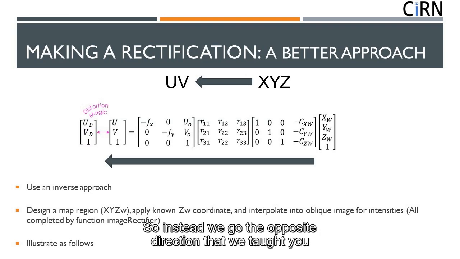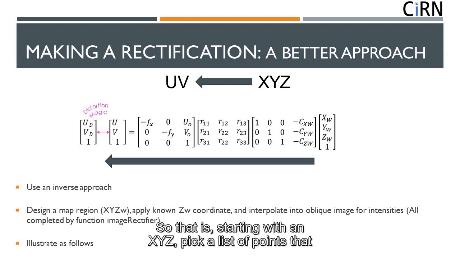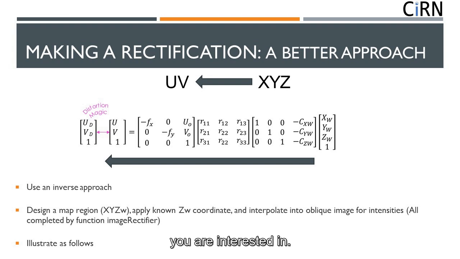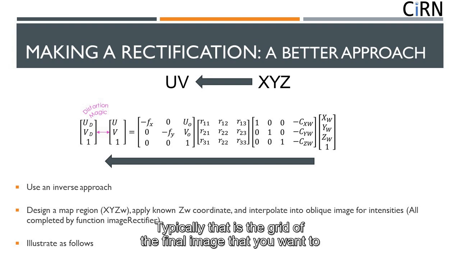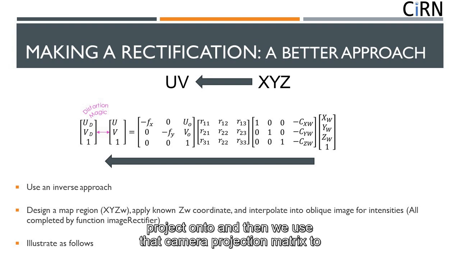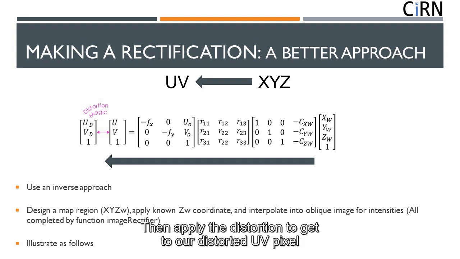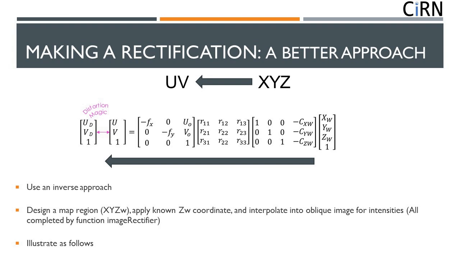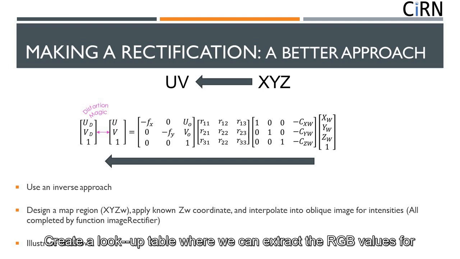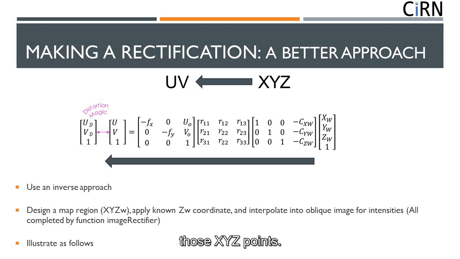So instead, we go the opposite direction that we taught you this morning. That is starting with an XYZ list of points that you are interested in. Typically, that is the grid of the final image that you want to project onto. And then we use that camera projection matrix to go backwards to find the UV pixel locations, then apply the distortion to get to our distorted UV pixel locations, and create a lookup table where we can extract the RGB values for those XYZ points.